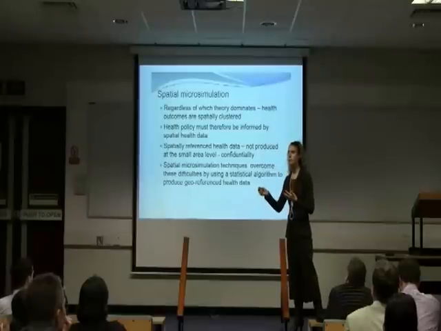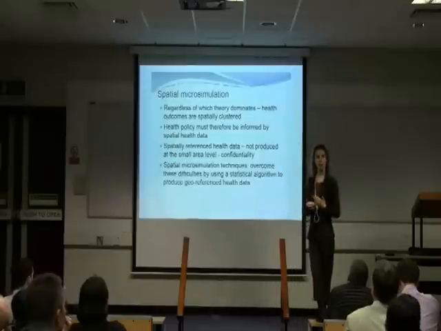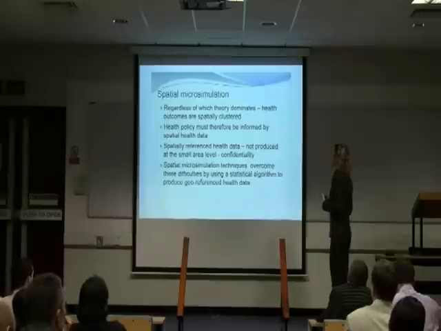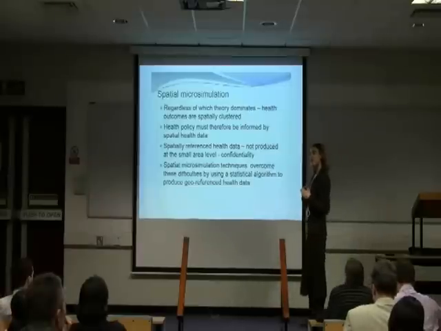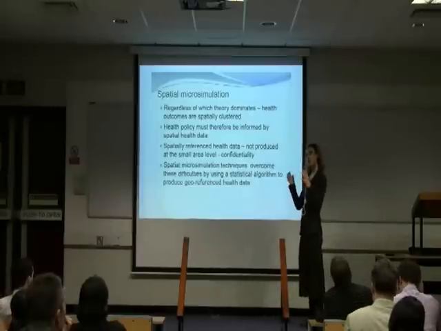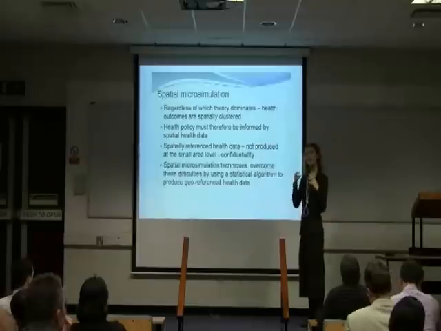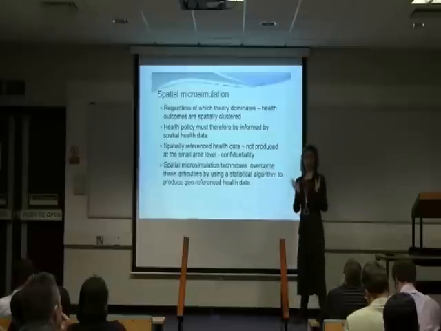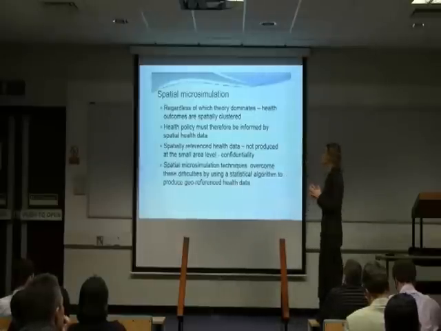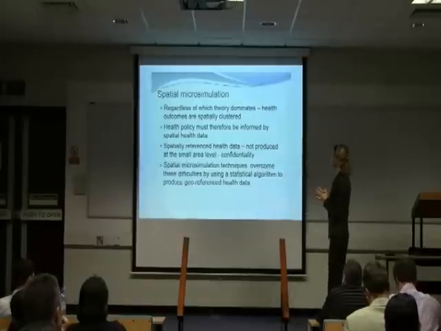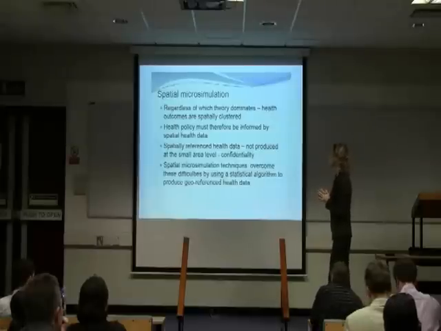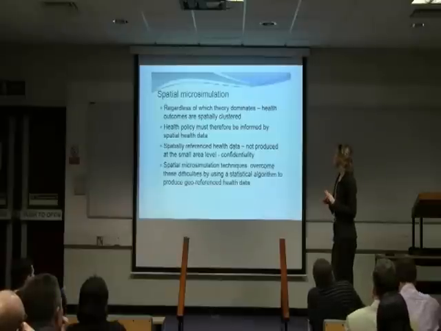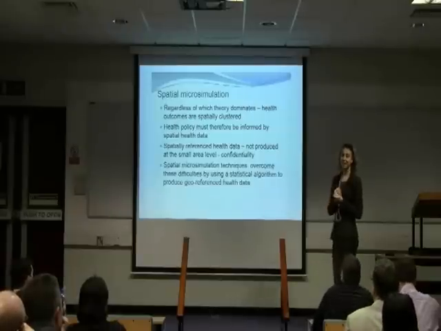Like, the census form takes 15 to 20 minutes anyway. Having another section just puts a higher response burden on one. So generally, census data doesn't have health information, so therefore we need to bring it together with surveys that do have health data. So spatial microsimulation, I won't bore you with the algorithm, basically overcomes these difficulties by using a statistical algorithm to produce geo-referenced health data.